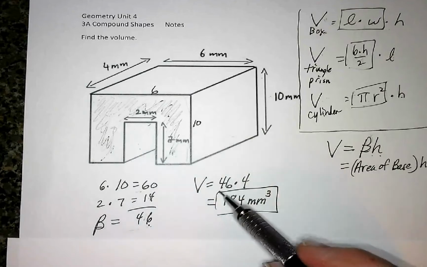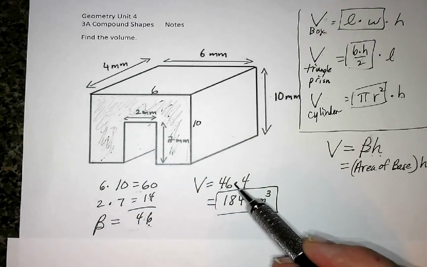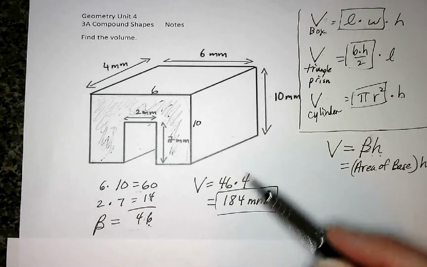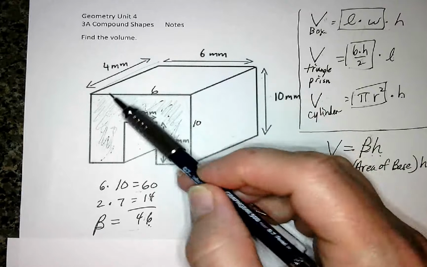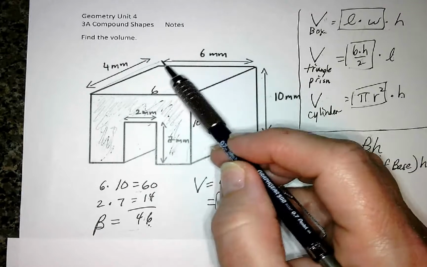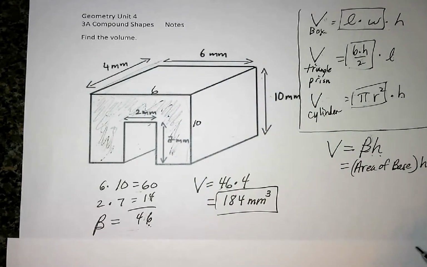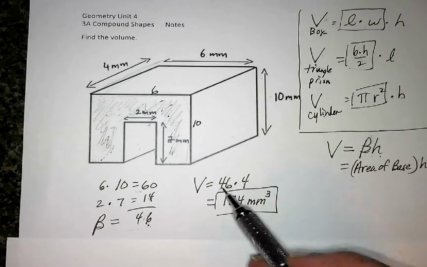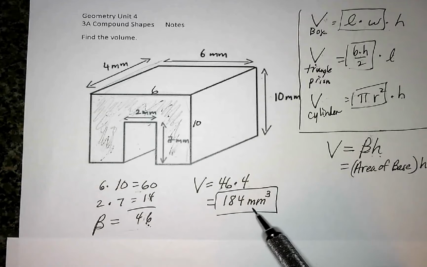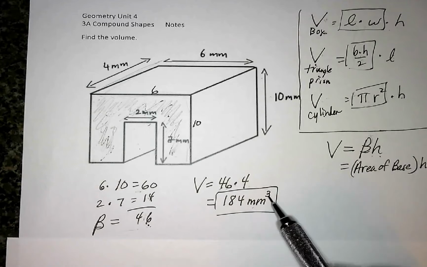So now to find the volume, I'm going to take that area, 46, times 4. 4 is how far it is between, in this case, the front and the back. That would be considered the height of the prism. When I multiply 46 times 4, I get 184 millimeters cubed. Again, we're finding volume.